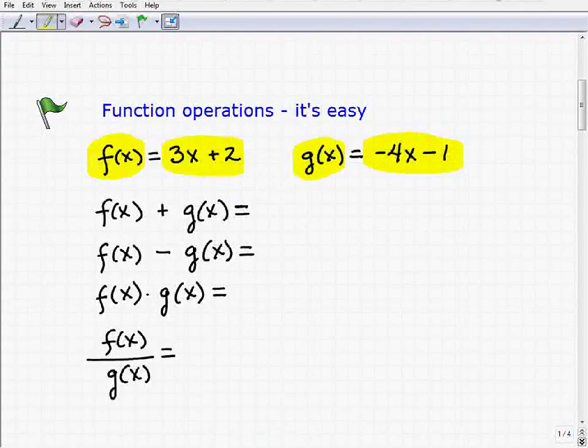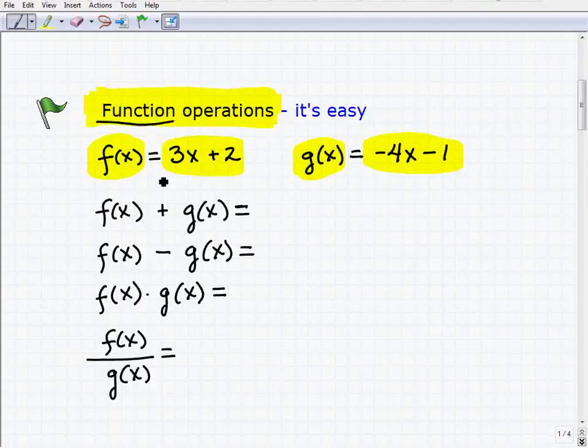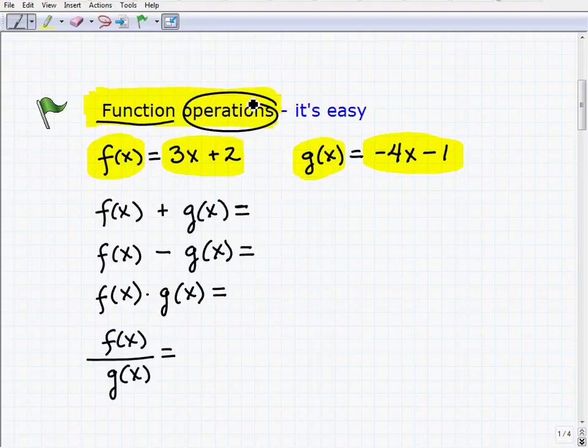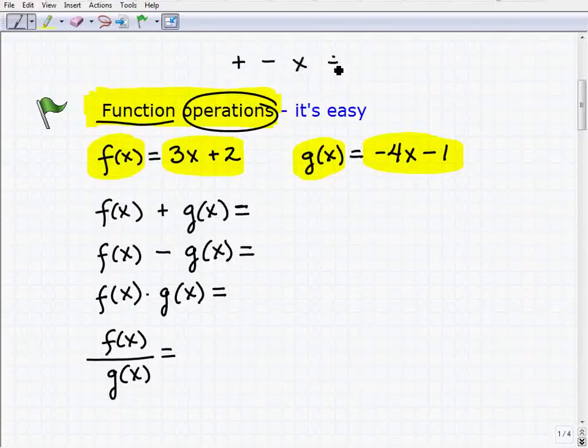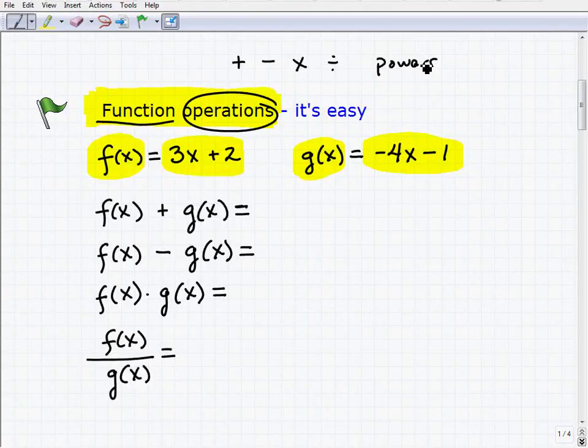All right. Before we get going any further here, just want to make sure you understand what we're talking about. Function operations. What do you think this means? Well, obviously we're going to be dealing with functions, like here we have two functions, f of x and g of x, but we're going to be dealing with operations. If you remember the order of operations, mathematical operations are addition, subtraction, multiplication, division, powers, and a few other things. So we're going to be doing these mathematical operations, the ones I just listed here, involving functions, not numbers.